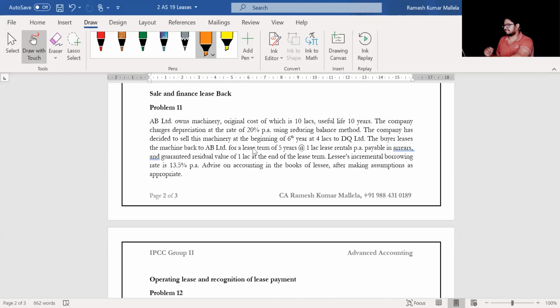Now he says, I'll read out the question, and then we will get into the context of what it is about. AB Limited owns machinery, original cost of which is 10 lakhs, useful life 10 years. Company charges depreciation at the rate of 20% per annum using reducing balance method.